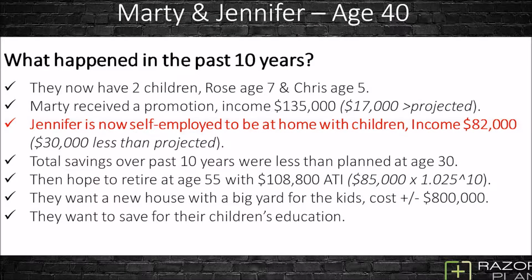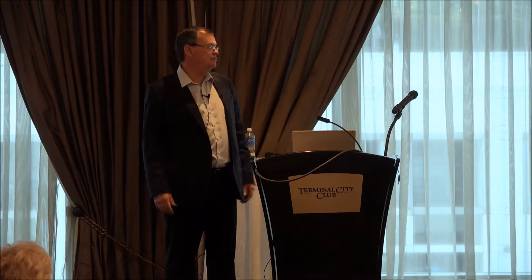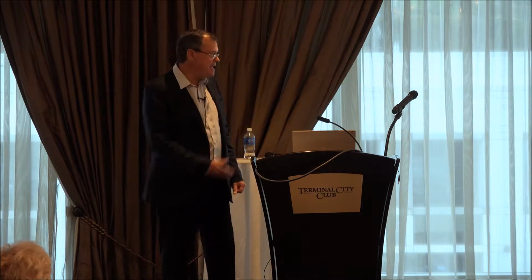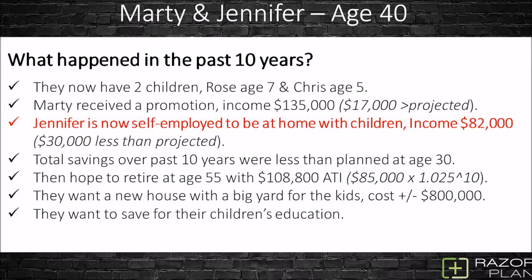Rose and Chris. And the big change is Jennifer is now self-employed for 2 reasons. Her company basically went out of business, and she has 2 kids, and it's better to start her own IT consulting firm than to pay for childcare. And so she's making less, but not paying for childcare. So things aren't bad. However, they have less than projected net worth based on that plan 10 years ago.